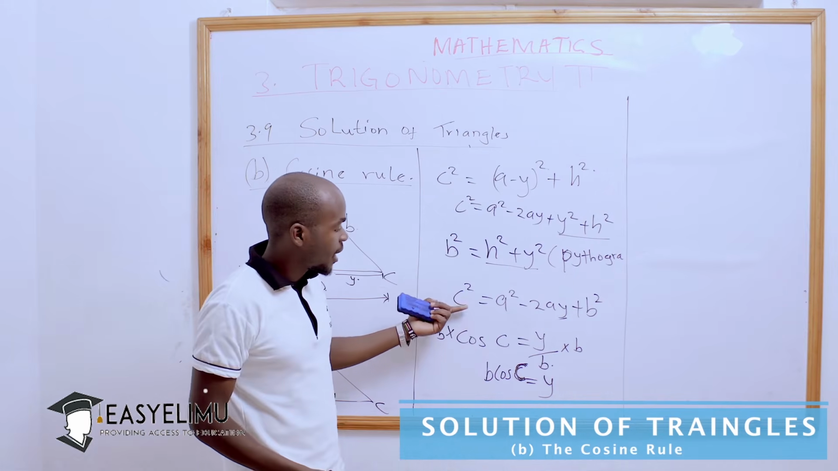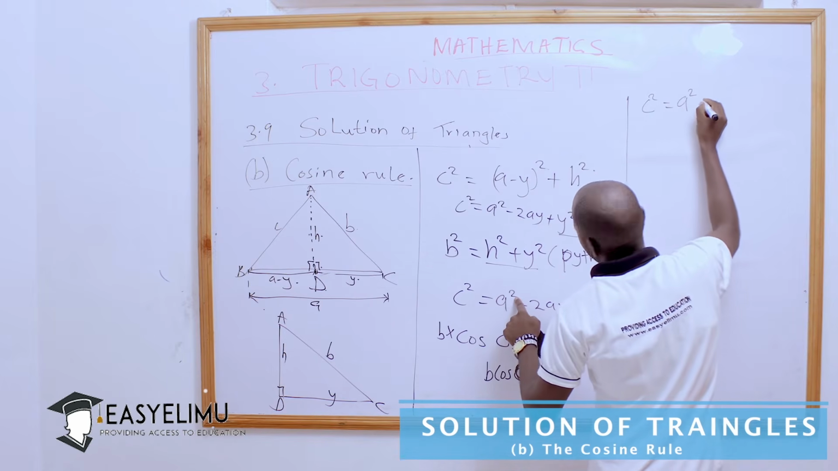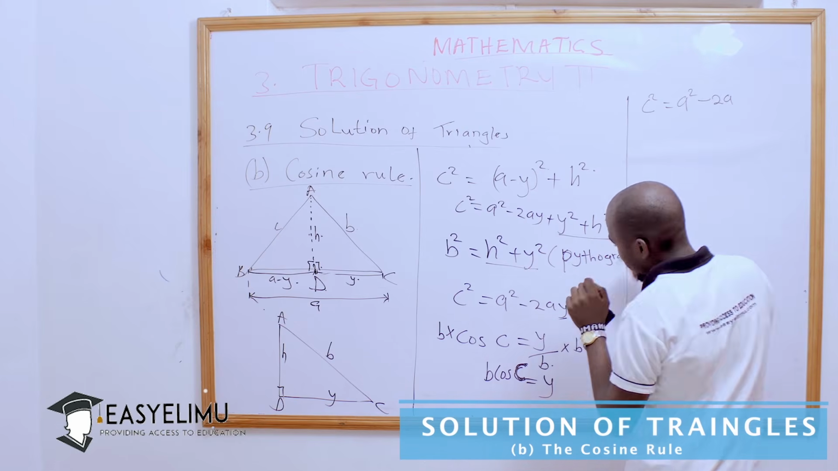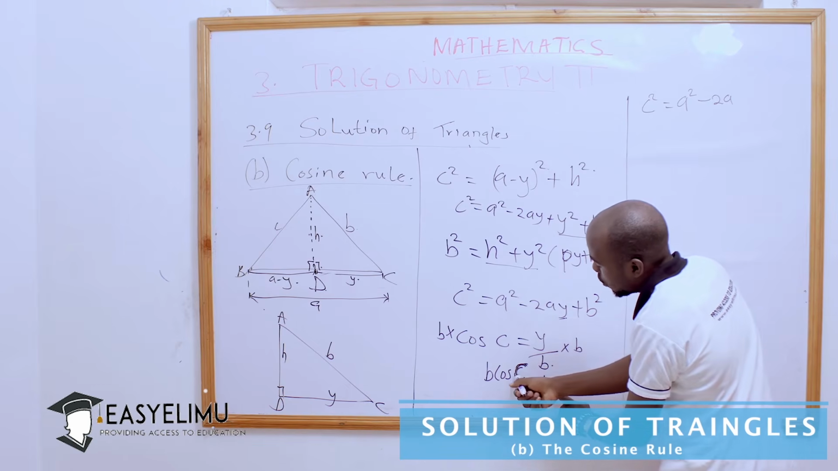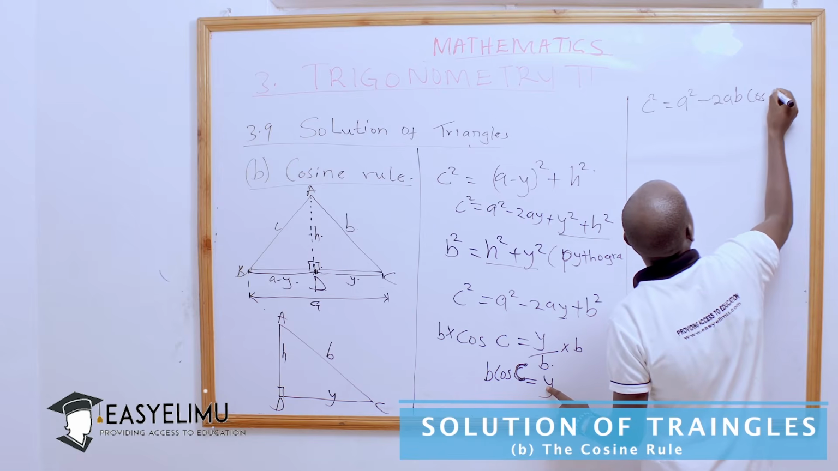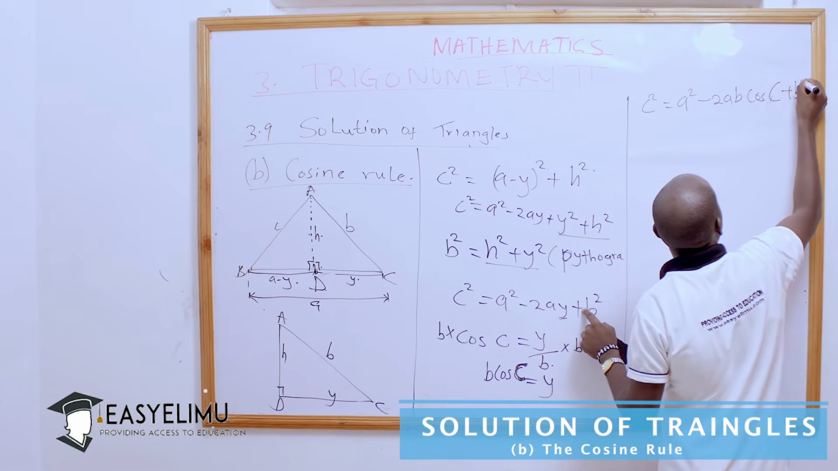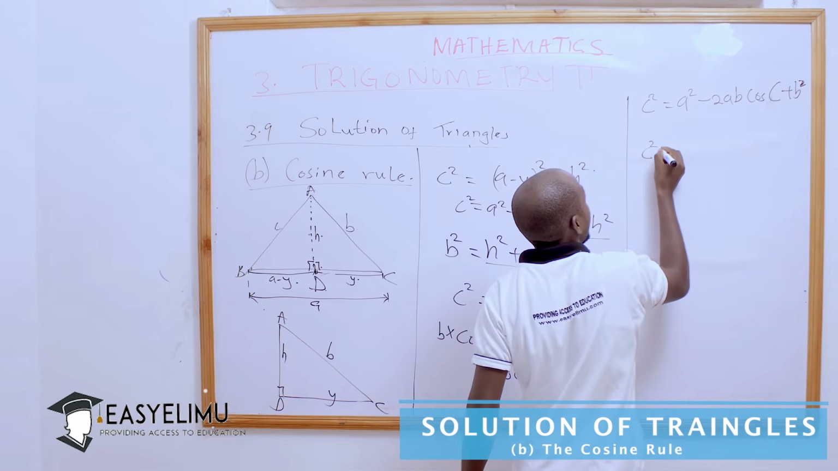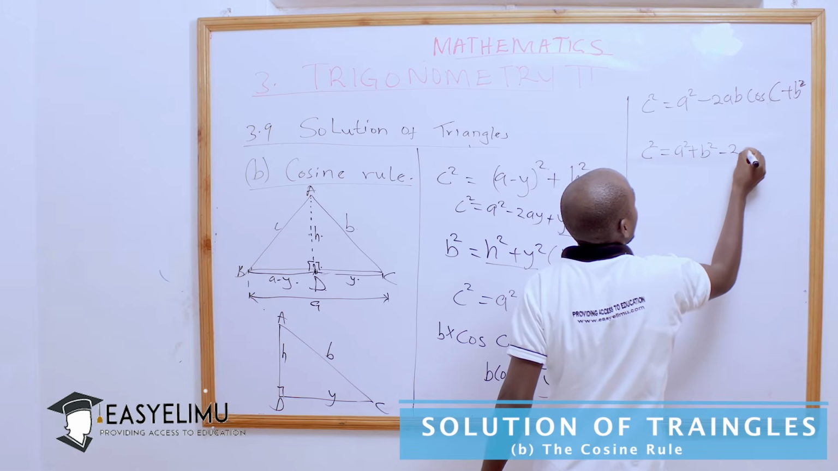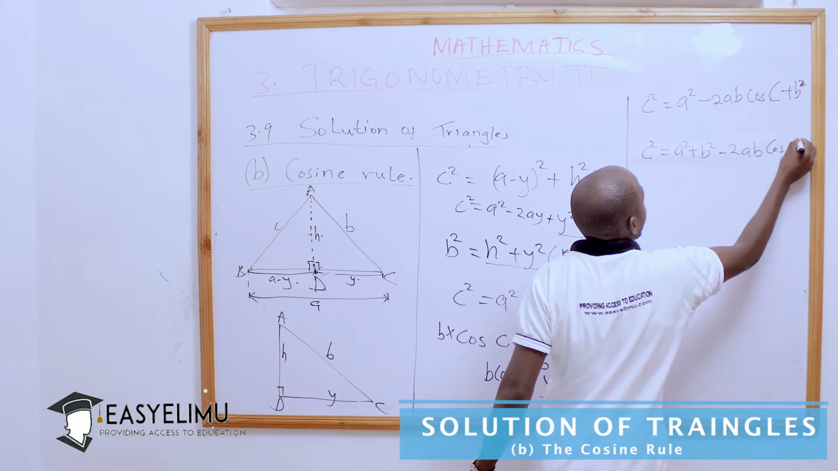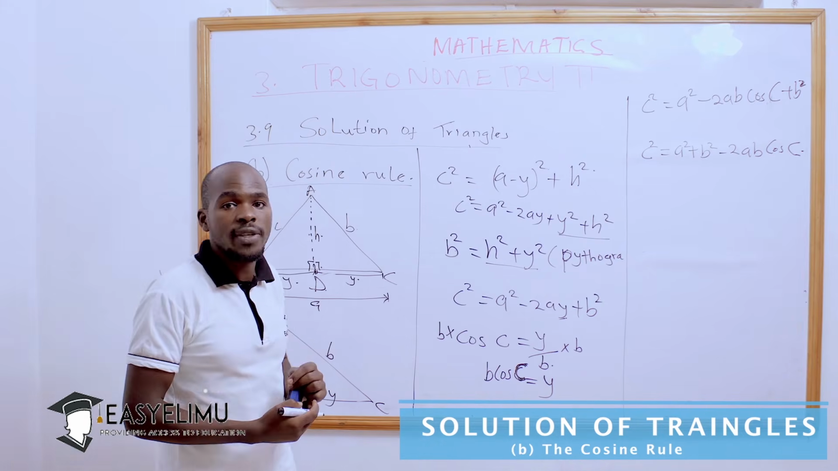So we are going to rewrite our equation here. C squared is equal to A squared minus 2A, but in place of Y, I'm going to substitute whatever I found here, which is B cos C. Then I finish with the plus B squared. On rearranging, I will have C squared equals A squared plus B squared minus 2AB cos C. So whatever I found there is what we refer to as the cosine rule.